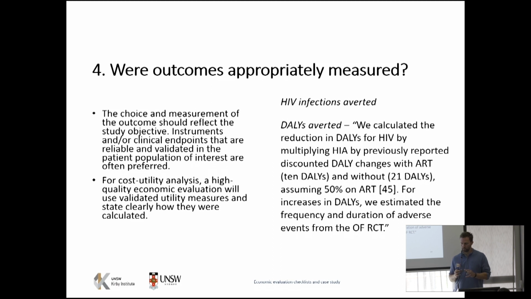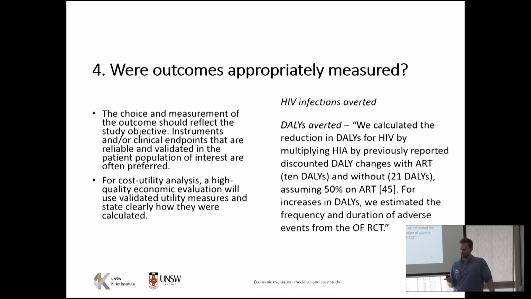And that's assuming that 50% of patients were on ART, remembering this is in 2006, so not everyone was on antiretroviral therapy. And so then putting those numbers together, they came out with a typical number of DALYs. I think it was around 15 DALYs. A patient would lose 15 DALYs if they were infected with HIV.